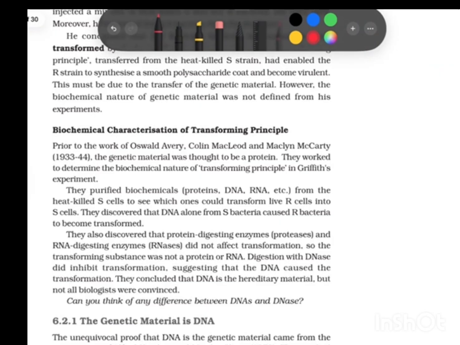And there is a direct line, but we may skip this line. Prior to the work of Avery, MacLeod and McCarty, the genetic material was thought to be a protein. Yes, before these three scientists' contribution, people thought that the genetic material is a protein. These three scientists concluded that DNA is the hereditary material. Of course, other biologists were not convinced initially. Later on, experiments like the Hershey and Chase experiments proved it. But initially, they concluded that DNA is the hereditary material. Protein is not the hereditary material.